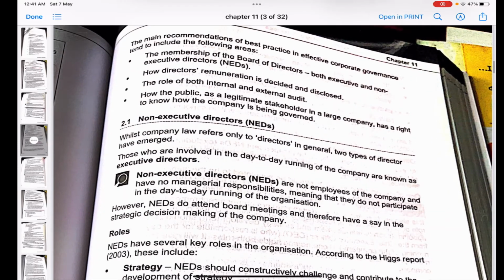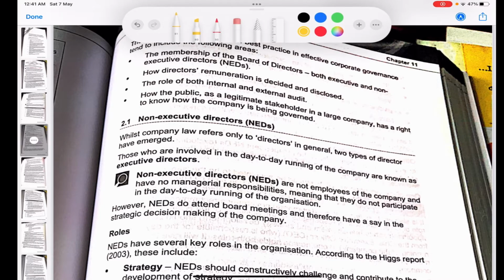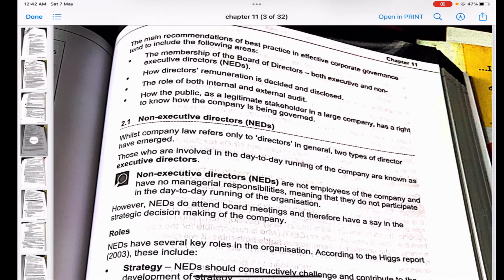The main recommendations of best practice in effective corporate governance tend to include the following. These are the things which have to be included in a good organization: the membership of the board of directors, both executive and non-executive directors; how directors' remuneration is decided and disclosed; the role of both internal and external audit; and how the public, as a legitimate stakeholder in a large company, has the right to know how the company is being governed. So we need to look after these 4.